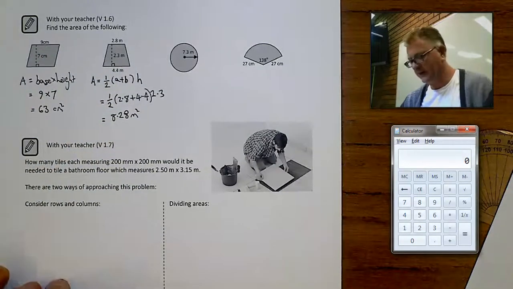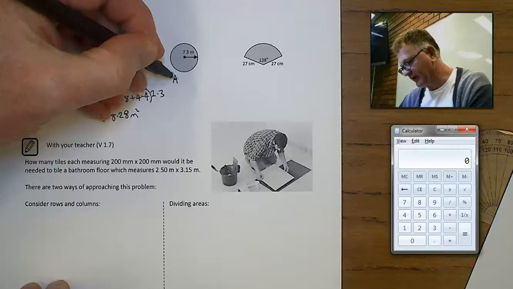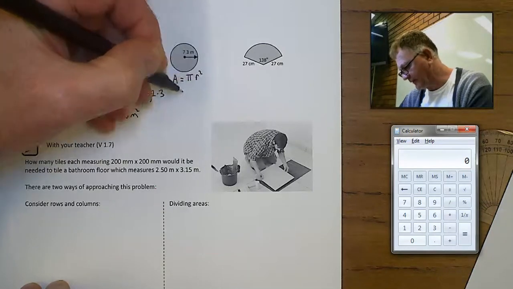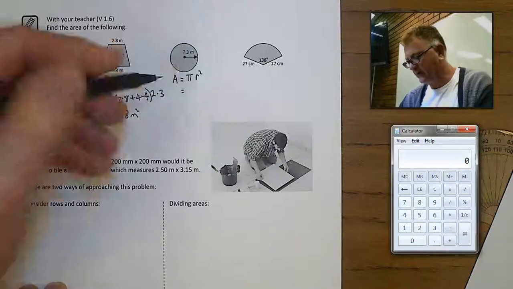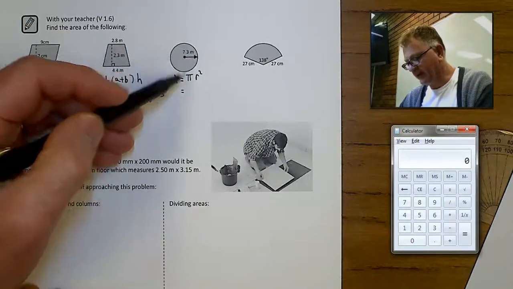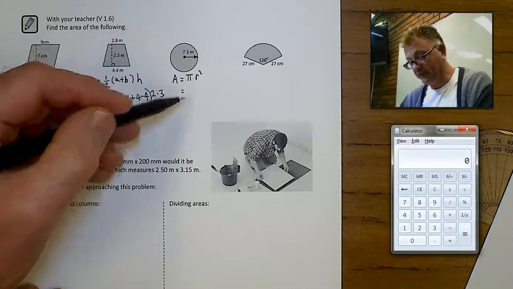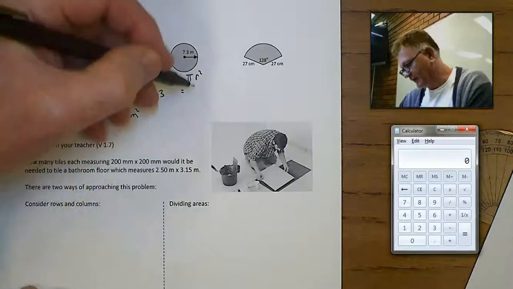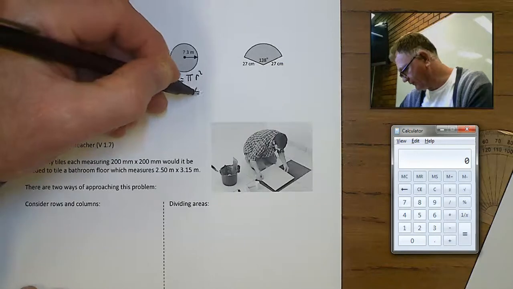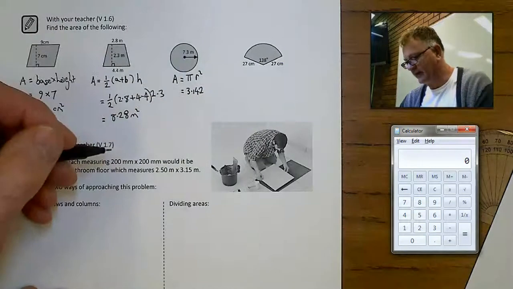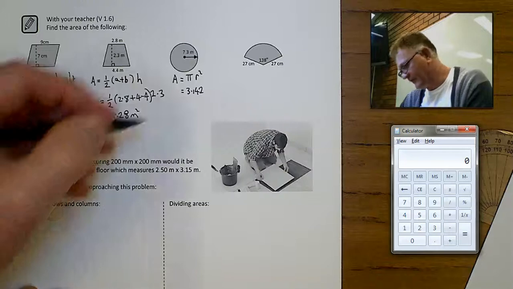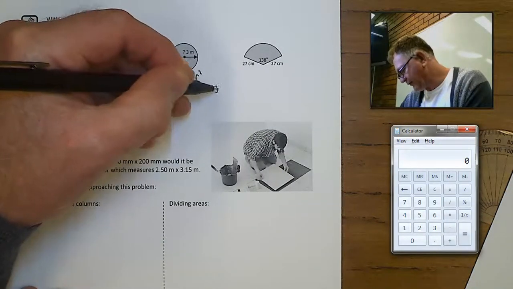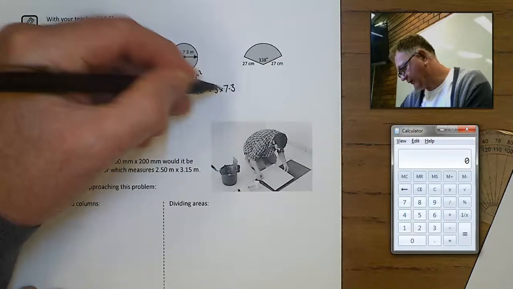Next one's a circle, and so we've got our formula for the area of a circle. Area equals pi times r squared. R squared means get the radius, the distance from the centre to the edge, and multiply it by itself. It's not twice the radius, no, it's the radius multiplied by itself. So pi, 3.142 (use the pi button on the calculator if you can to get a more accurate result), times radius 7.3, and I times that by itself, 7.3 multiplied by itself.